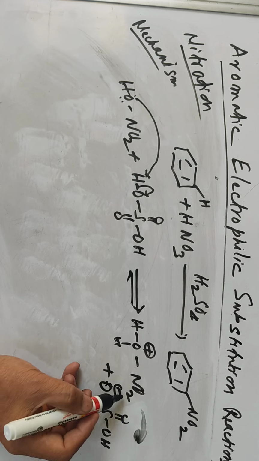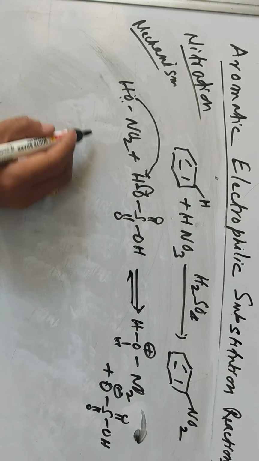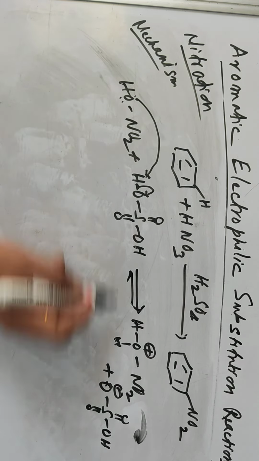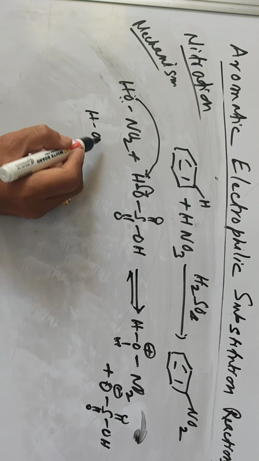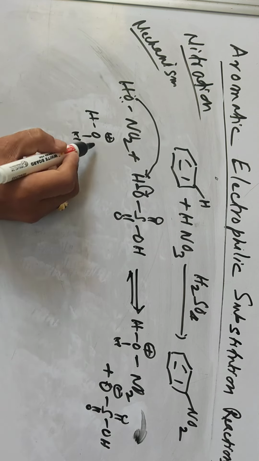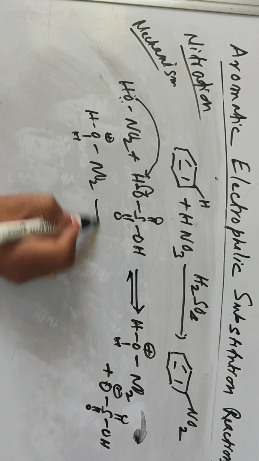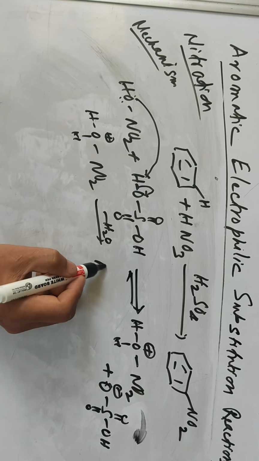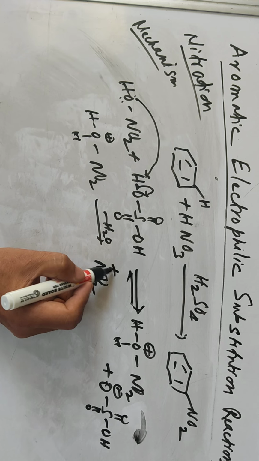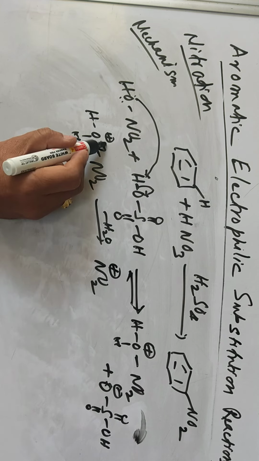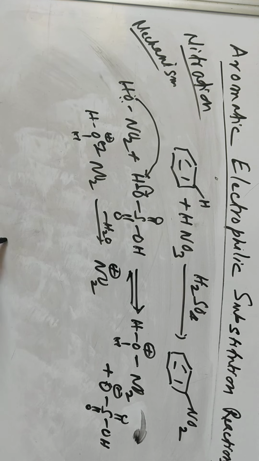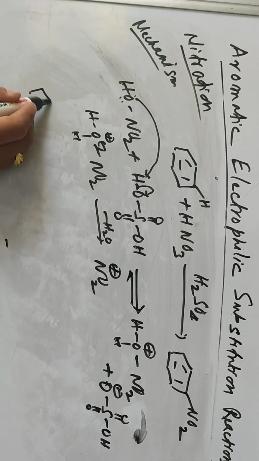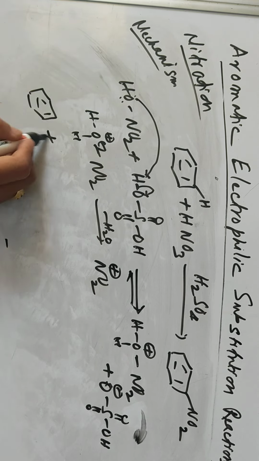Now in the second step, this will lose water. So we get a nitronium ion, NO2 plus, by losing water. Positive charge. This is the electrophile that we have. So this electrophile can attack the benzene ring. The benzene ring attacks this nitronium ion.